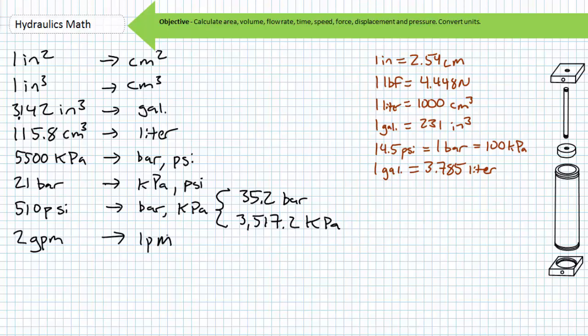Let's do one last unit conversion involving flow rate. Here we're being asked to convert a flow rate of 2 gallons per minute to liters per minute. We're again not given any direct conversion between gallons per minute and liters per minute. We are, however, given the fact that 1 gallon equals approximately 3.785 liters.